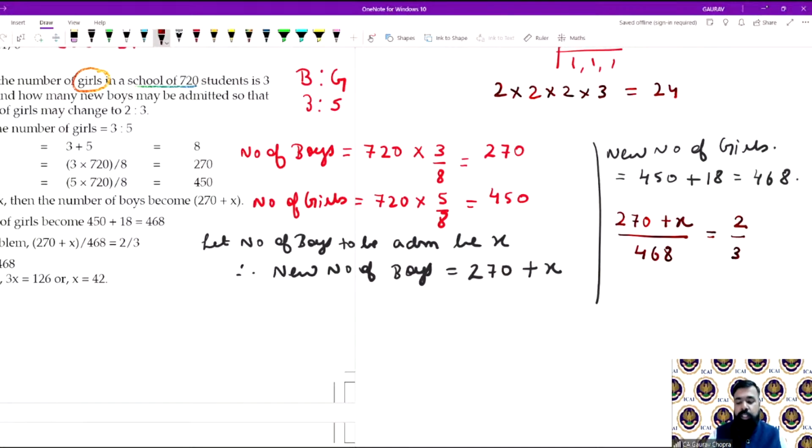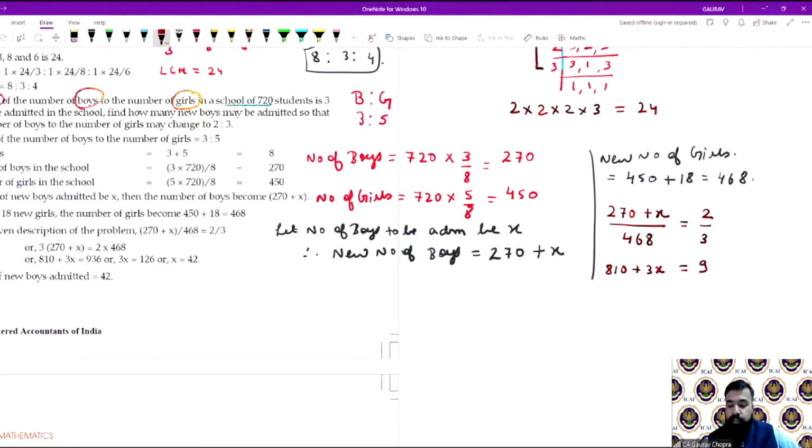Now let us do the cross multiplication and get the result. So 270 multiplied by 3, we are getting 810 plus 3x equal to 936. So 3x will be equal to 126 and the value of x will be 42. So we have assumed the number of boys to be admitted as x and the value of x is 42. Therefore, admission should be given to 42 students so that the ratio can become 2:3. All right.